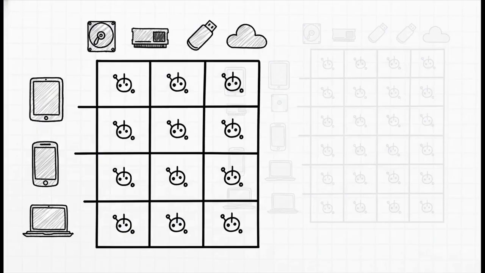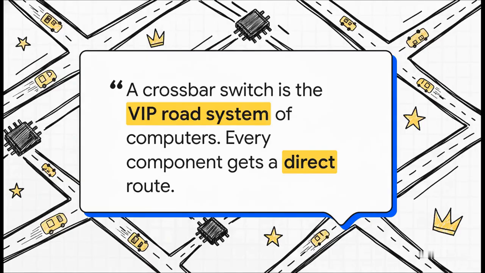And just to give you an idea of how complex this gets, check this out. For a tiny system with just 4 devices and 4 memory modules, a crossbar switch needs 16 separate, dedicated switches. Now try to imagine that scaling up to a system with dozens of components. The hardware required is just astronomical. Yeah, the best way to think about a crossbar switch is like a VIP road system for your computer. Every single component gets its own private, direct route to wherever it wants to go. There's no traffic, no waiting, no congestion, just pure, unadulterated speed.